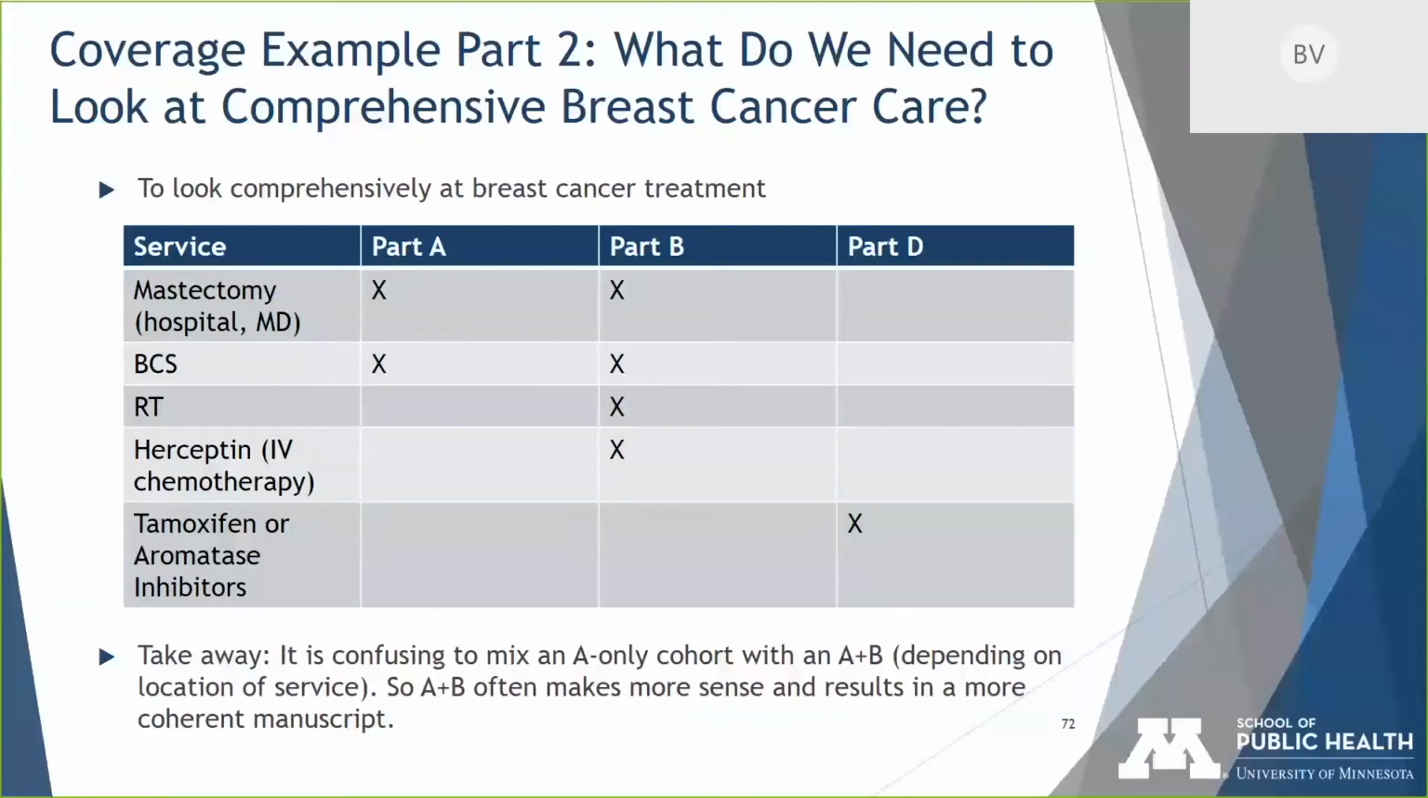So again, this comes back to the idea that sometimes you need to understand Medicare payment rules as well to know what kind of coverage you need to require for your cohort, whether or not you need Part D. And so for comprehensive breast cancer care, you will need to have coverage across all these 3 parts of Medicare. This table also helps demonstrate our point that combining an A-only cohort with an A plus B cohort might get a little confusing depending on where you're looking at these services occurring. And so an A plus B cohort often just makes more sense and results in a more coherent manuscript.